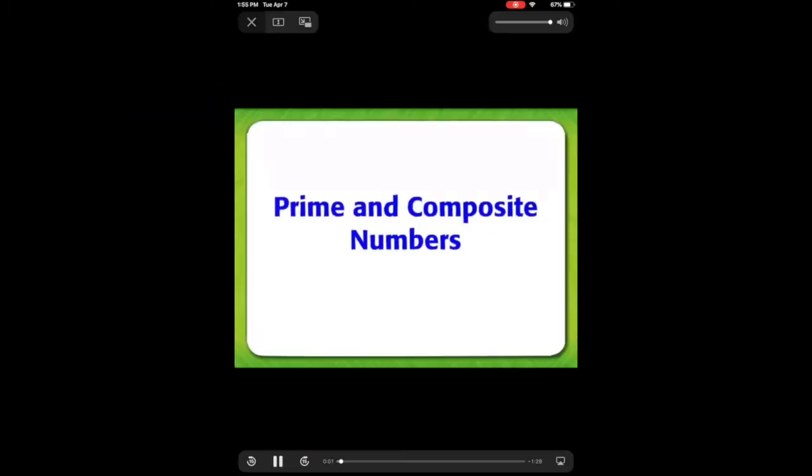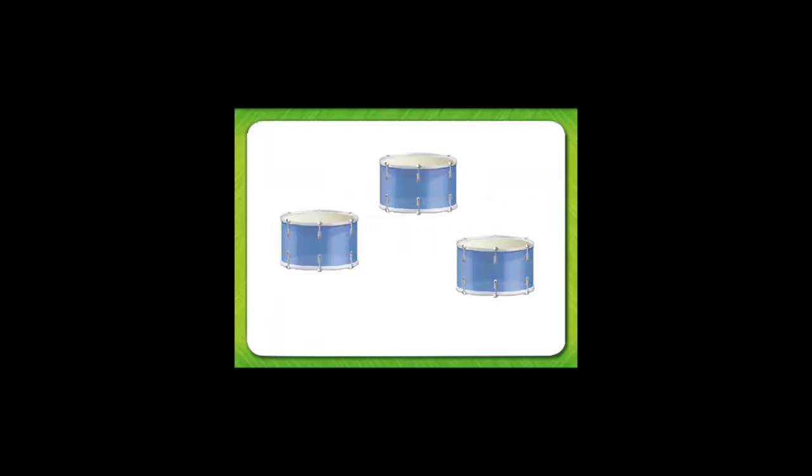Prime and composite numbers. Suppose we have 3 bass drums. They may be stored on shelves in only 2 different rectangular arrangements. In the first arrangement, we can line up the 3 drums in one row. This shows the factors of 3 as 1 and 3.